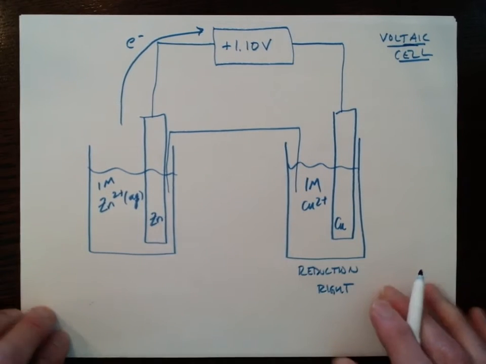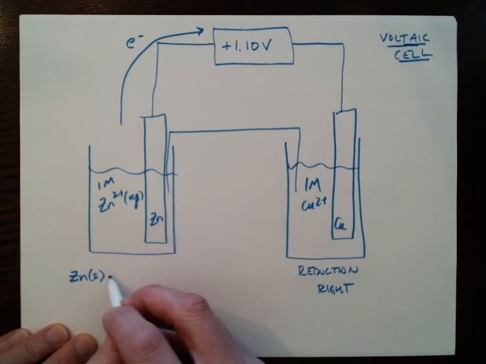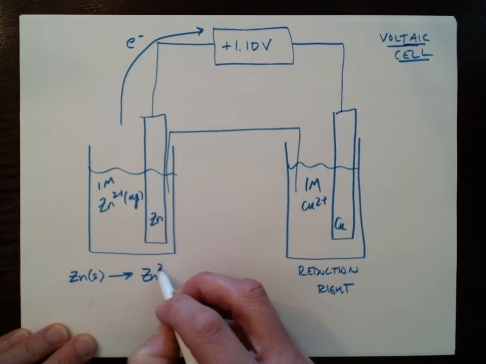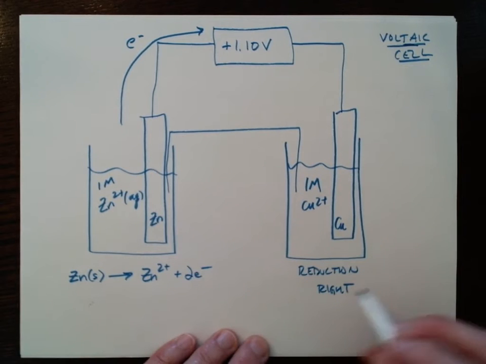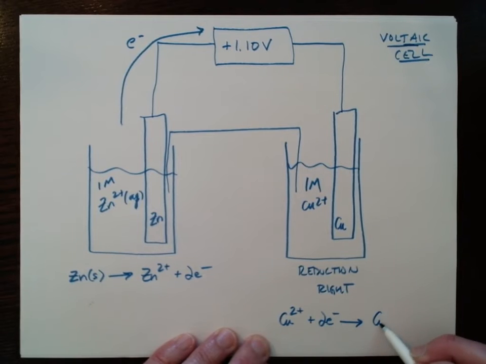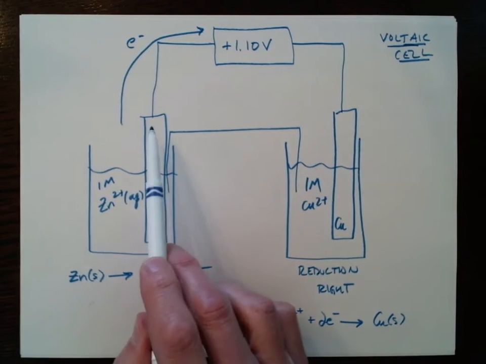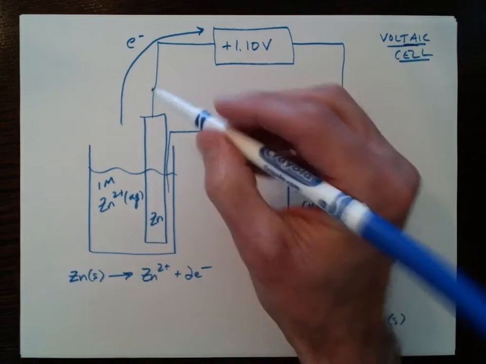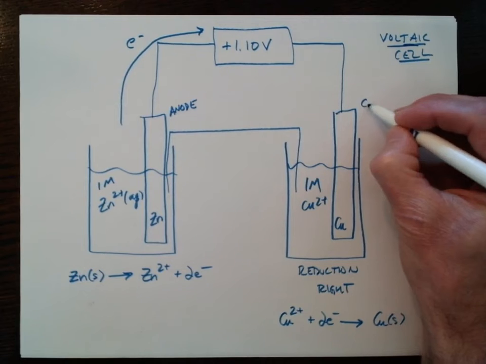And then we can write the half reactions for this. You might remember over here we have an oxidation. So zinc solid goes to zinc 2+ plus 2 electrons. And then over here we've got copper 2+ plus 2 electrons goes to copper solid. And so for every zinc atom in the strip on the anode, let's just write anode over here for the place where the oxidation happens, and we're going to write cathode over here.